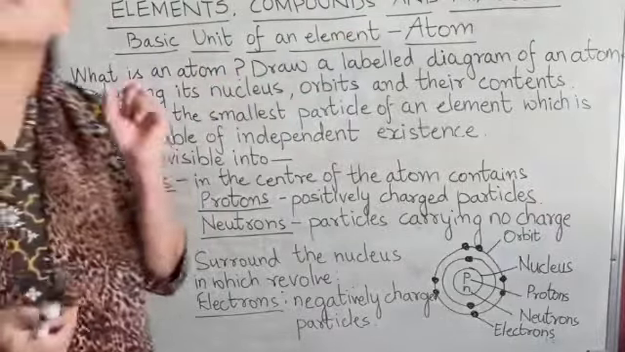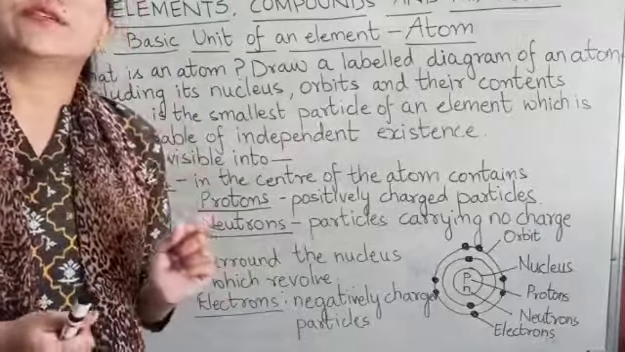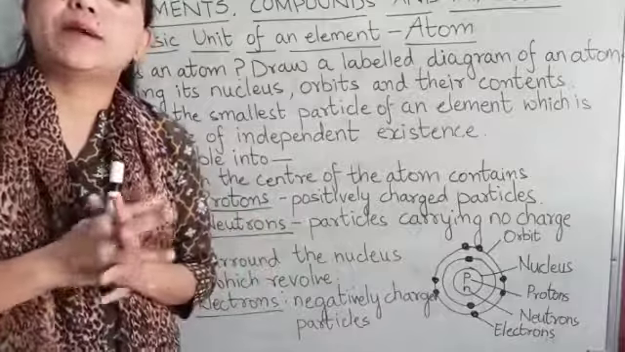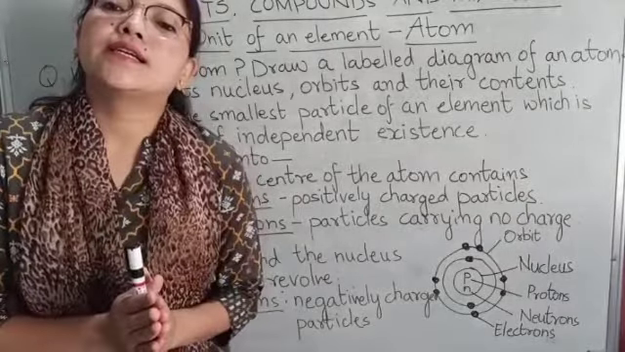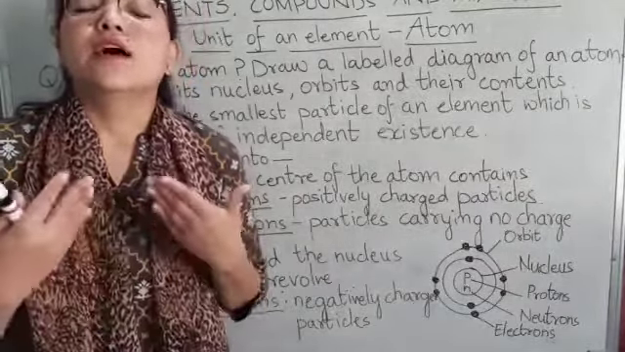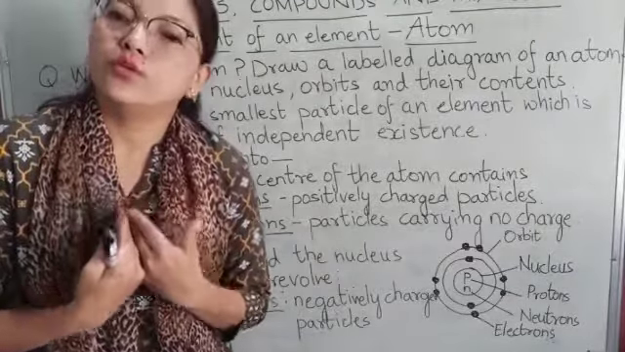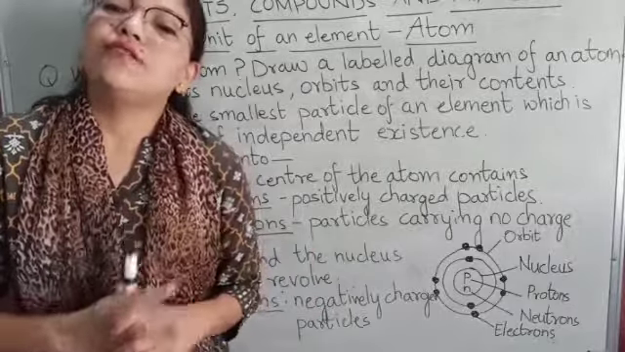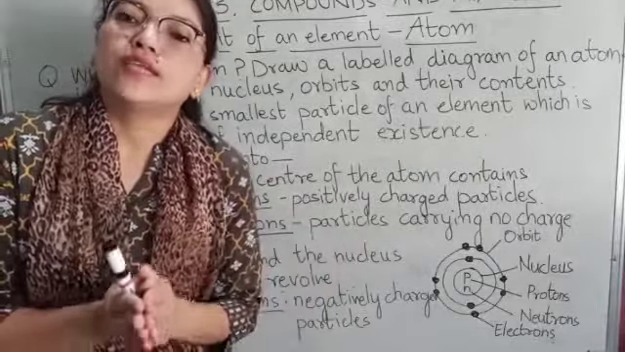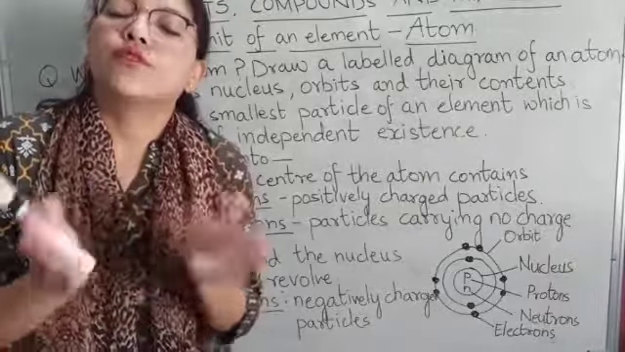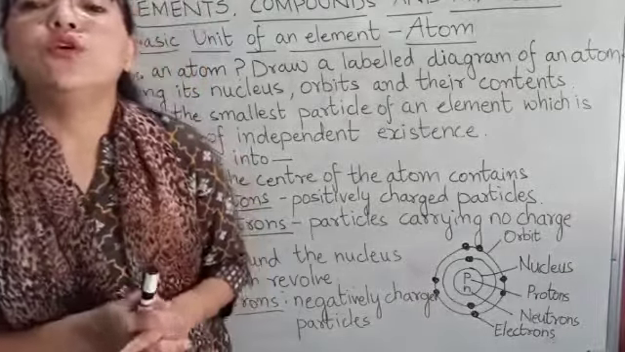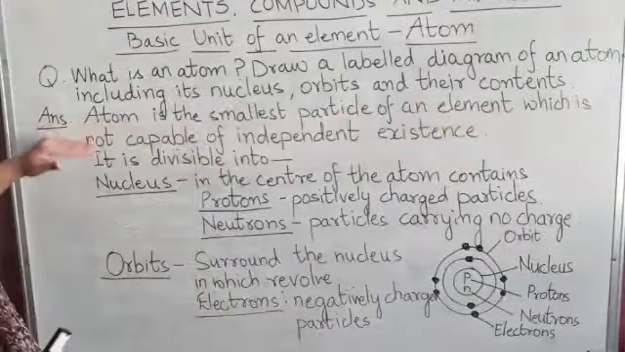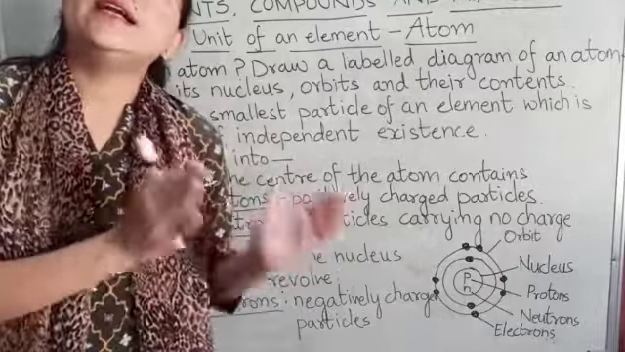Atom is the smallest particle of an element, which is not capable of independent existence. Now what does that mean? We humans cannot live alone. We need friends, we need relatives, we need society. The same way atoms also cannot live alone. They need some other atom for their existence. So atom is the smallest particle of an element which is not capable of independent existence.